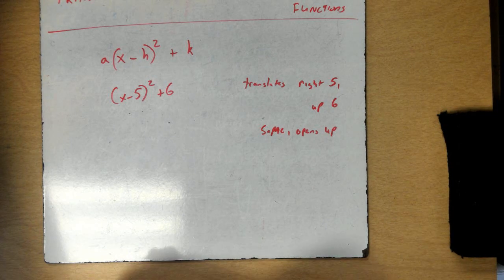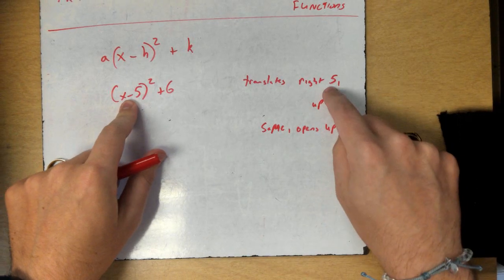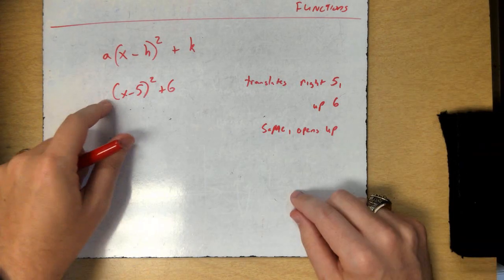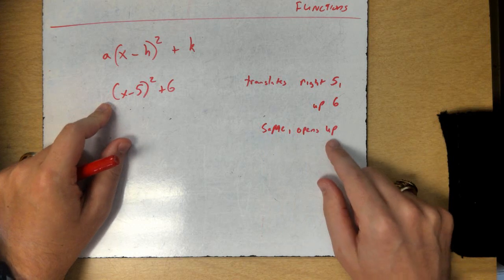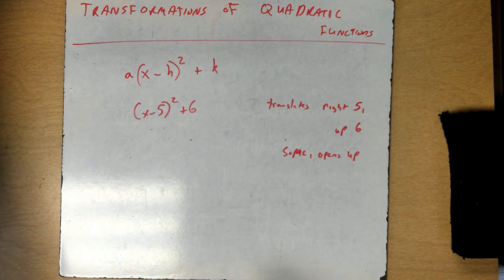It's just about knowing the rules, figuring out what each thing means. I know it can be confusing, but once you have these rules written down and figured out, you just have to find, oh, it's this and this. Oh, it's negative, goes right. It's positive here, it goes up. There's nothing in front, so it's the same, it opens up. It's just one of those things you have to know. Okay, so those are the rules, transformations of quadratic functions.